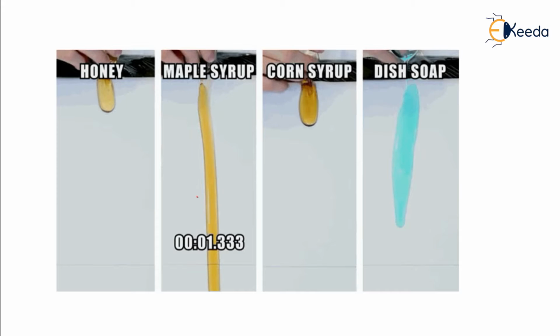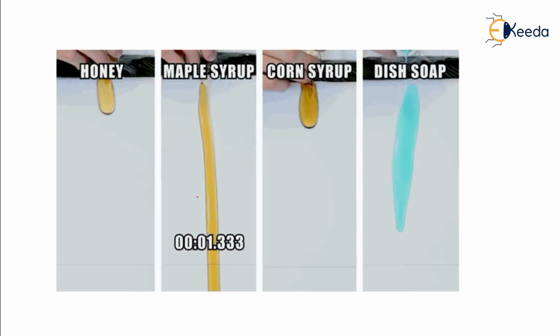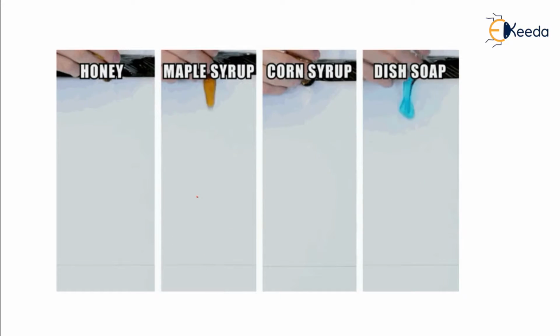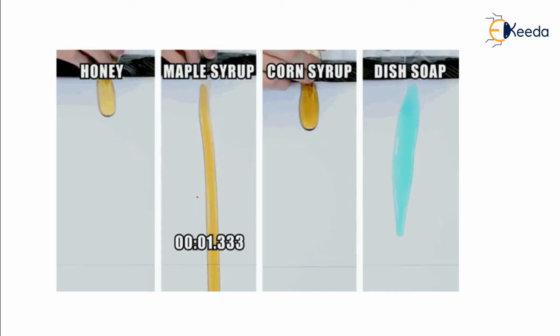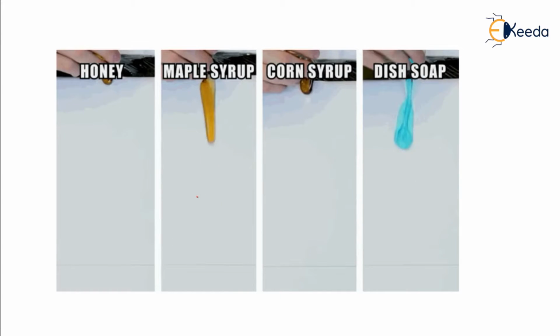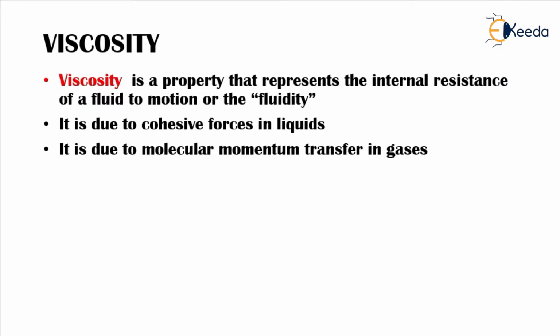So why is that? Why do different fluids have different speeds? What is the reason behind that? This is a fluid property that we are going to study. Viscosity is a property that represents the internal resistance of a fluid to motion, or fluidity. This is basically the same as friction in solids. Remember, it is not actually friction, but it can be compared to friction.